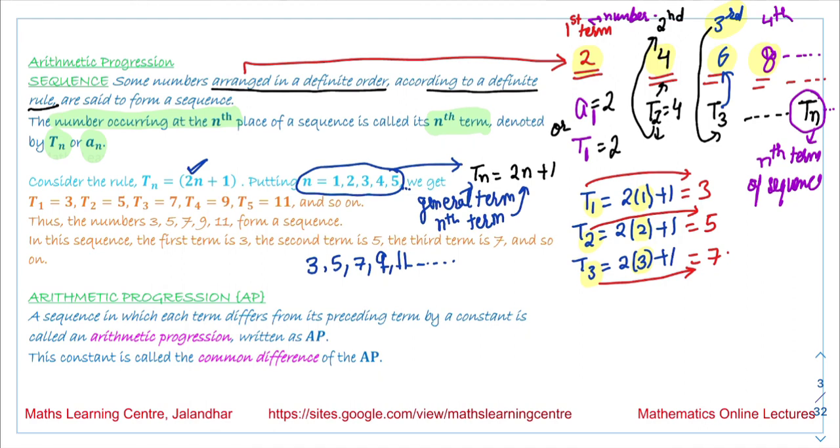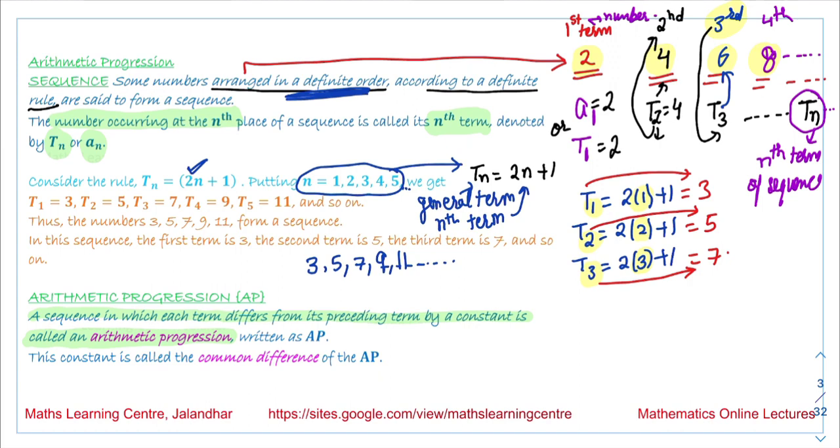Next is arithmetic progression. Arithmetic progression is a special kind of sequence in which the rule we are talking about is some definite rule, defined in some particular way. The definition given over here is: a sequence in which each term differs from its preceding term by a constant is called an arithmetic progression.